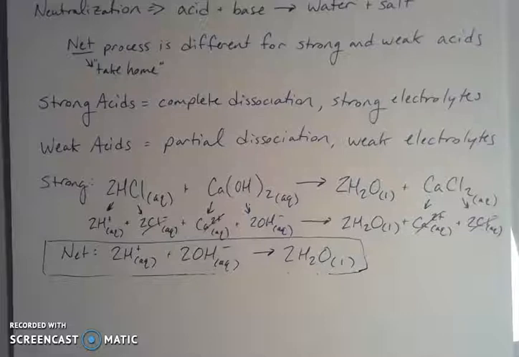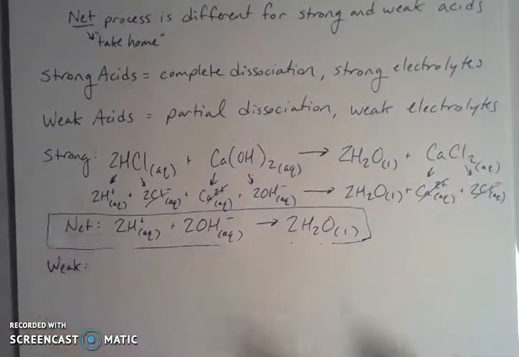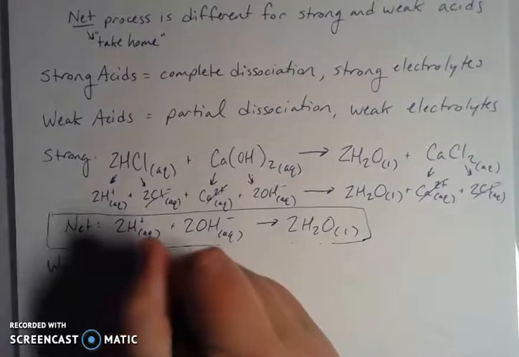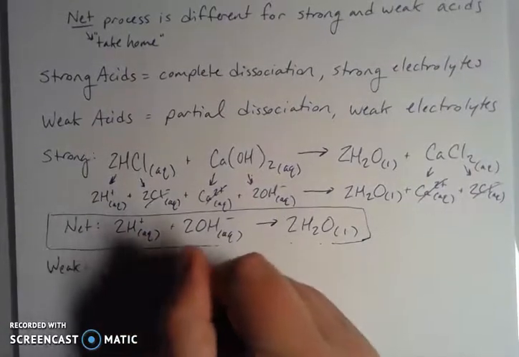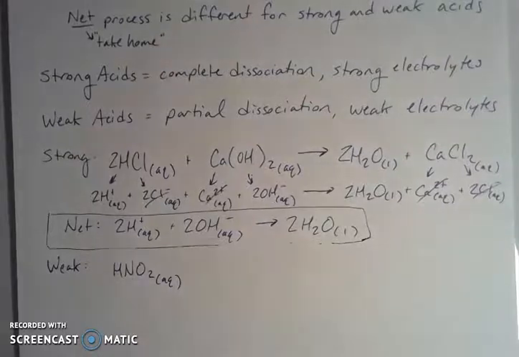Now, how would this look different if my acid didn't completely dissociate, if it didn't split apart? Well, let's look at that. Let's take a weak acid. Let's take HNO2. We know that it's an acid. It's got a hydrogen. It's attached to a polyatomic. This polyatomic is nitrite, so this would be nitrous acid.